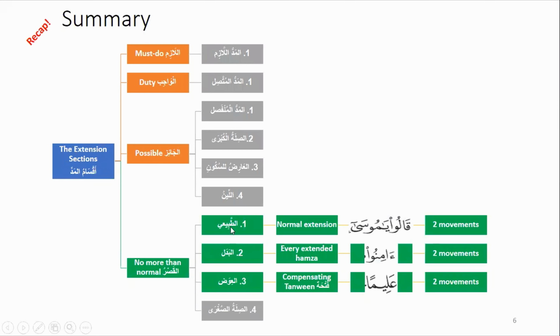So we have discussed three of these, no more than normal, three types. The normal one, al-tabi'i, maddul badal, always said the allowance, and then maddul iwad, or the compensation. The normal one we discussed. Maddul badal, we said every extended hamza, we do two movements, like here, amanu. Al-iwad, we compensate the tanween fatha when we stop. So here it will be alima. So here two movements. Inshallah, today we are going to go into al-lazim, al-wajib, and one of al-ja'iz, or the possible extension.